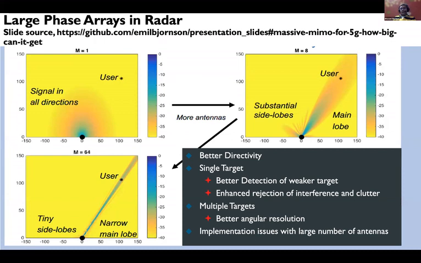The only problem with large antennas with beam forming is the implementation issues. For example, there could be a lot of mutual coupling between the antennas. And then you would, of course, require a lot of hardware and so on and so forth. And in many applications like automotive, you don't even have enough real estate to put all these antennas. So this leads to the concept of MIMO radar.